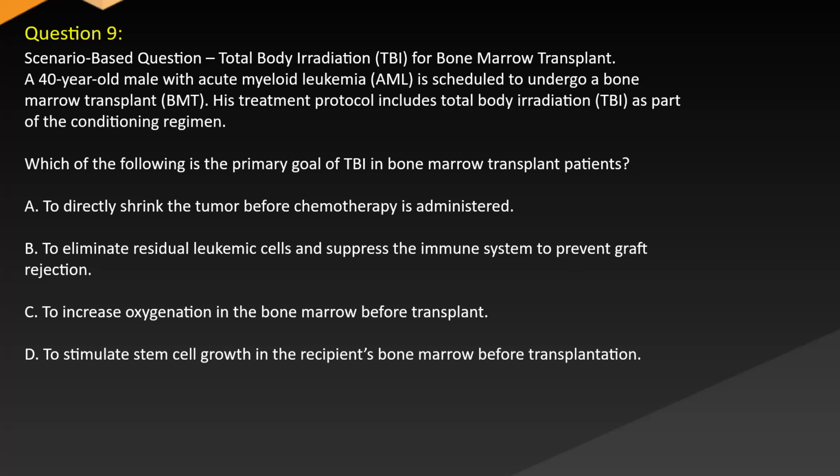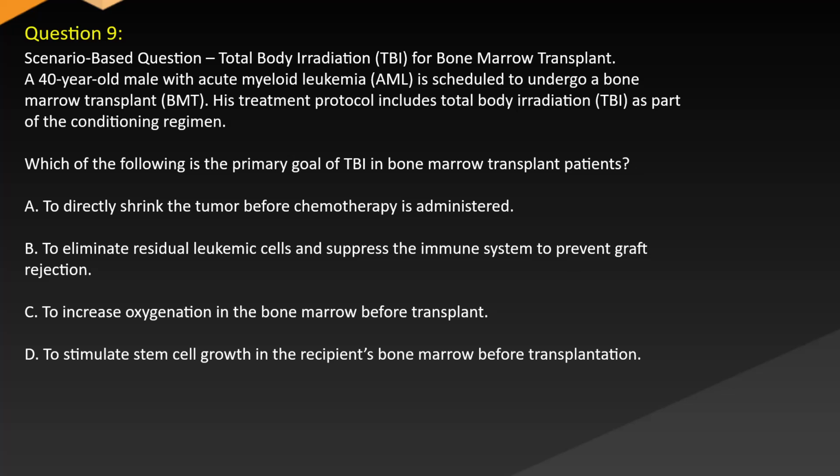Question 9. Scenario-based question. Total body irradiation, TBI, for bone marrow transplant. A 40-year-old male with acute myeloid leukemia is scheduled to undergo bone marrow transplant (BMT). His treatment protocol includes total body irradiation (TBI) as part of the conditioning regimen. Which of the following is the primary goal of TBI in bone marrow transplant patients?